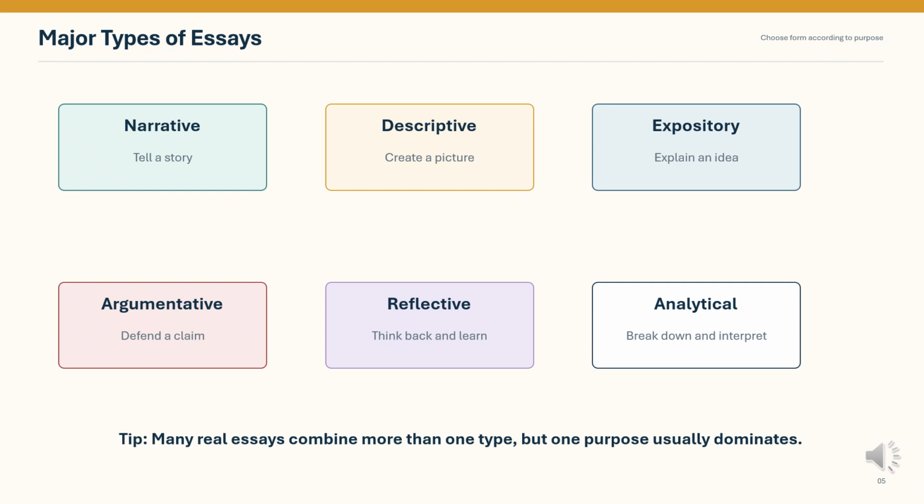So in real writing, when you look at a real life thing, one essay may combine more than one type that I have mentioned here. For example, an essay can be both descriptive as well as reflective, but usually one purpose dominates. In examination, you have to pay attention to command words like describe, narrate, discuss, compare, analyze, argue.